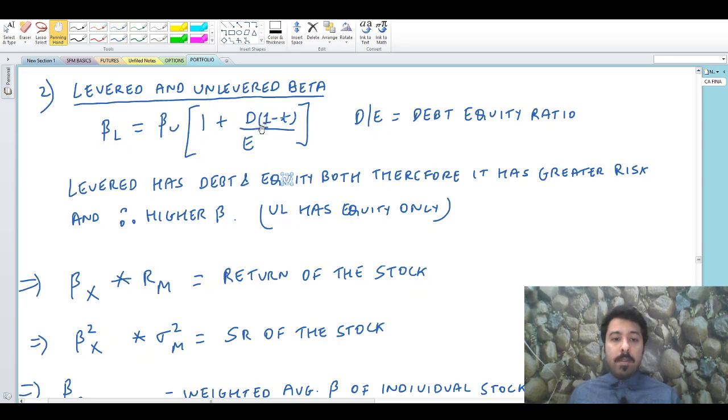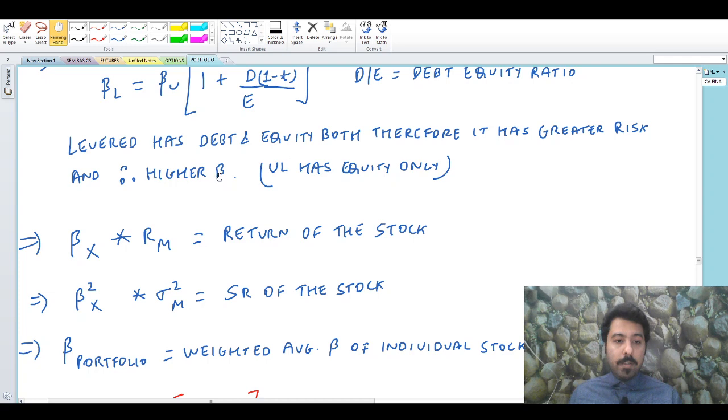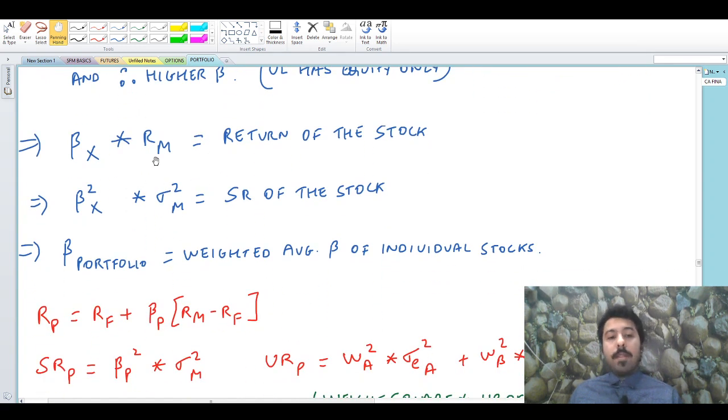And since debt is always post-tax, that's why debt is multiplied by 1 minus t. And levered has debt and equity both, so it has a greater risk, obviously, and therefore a higher beta. See, beta levered will always be greater than beta unlevered. Beta unlevered into 1 plus 1 point anything, you'll multiply, you'll get a greater figure. Obviously, you can see these things, simple. And this will therefore always be a higher beta. Beta of x into Rm will give you return of the stock.